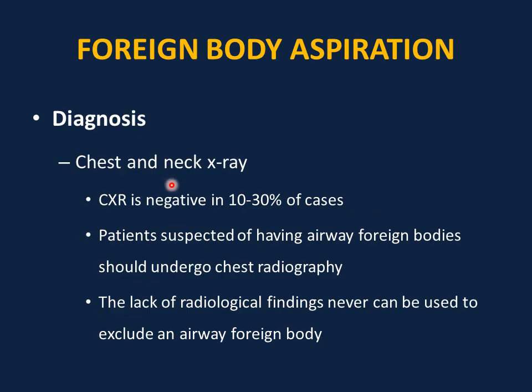Diagnosis: a chest x-ray and neck x-ray. You cannot just do a chest x-ray, you have to do both, because you may miss a foreign body in the neck. Chest x-ray is negative in 10 to 30% of the cases, simply because of radiolucent foreign body. So if the chest x-ray is negative, this does not rule out foreign body aspiration. Patients suspected of having airway foreign bodies should undergo chest radiography. The lack of radiological finding can never be used to exclude airway foreign body. So if you highly suspect a foreign body, you will go for CT or bronchoscopy directly.